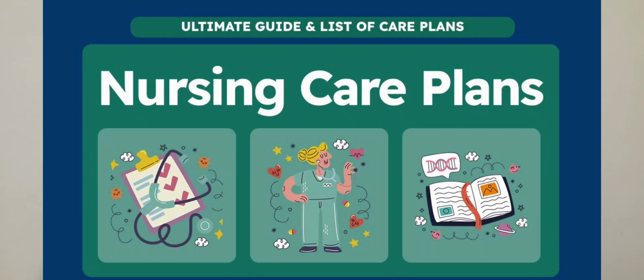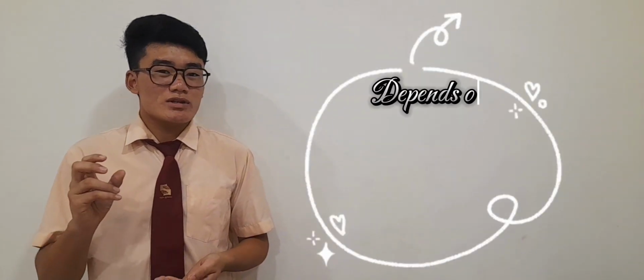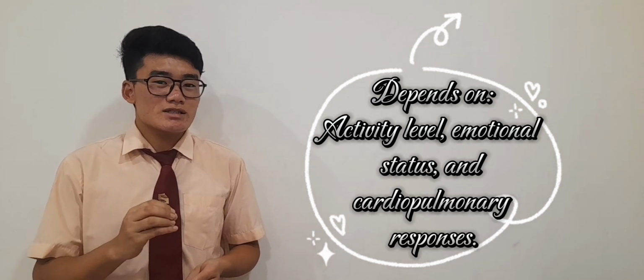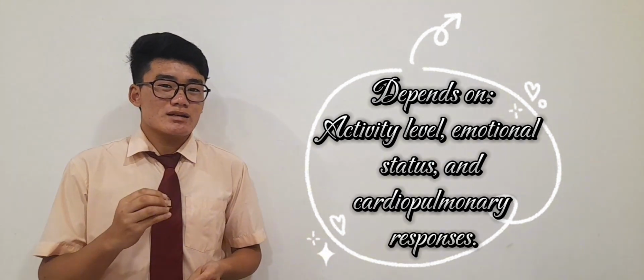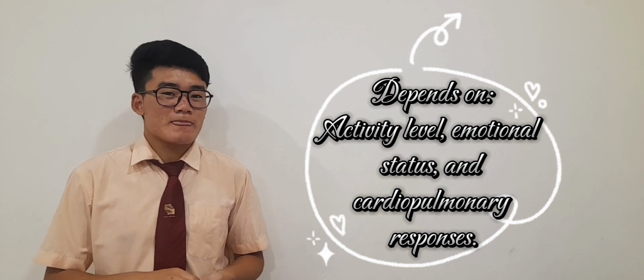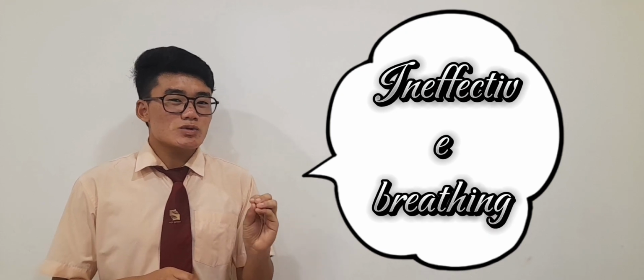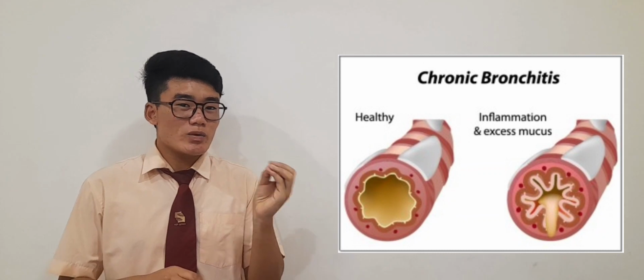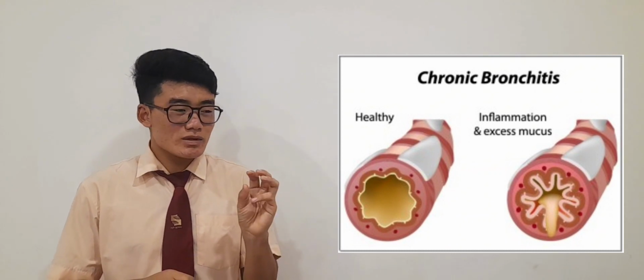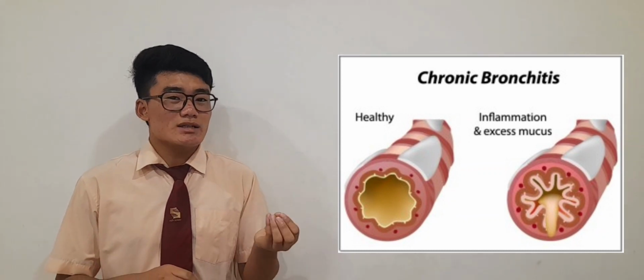Now finally, I will discuss the nurse's care plan of COPD. The nursing care plan for COPD depends upon the emotional factors, activity tolerance level, and cardiopulmonary responses. The number one nursing diagnosis can be ineffective breathing, due to the excessive secretion of mucus in the airways of the lungs. The patient will face difficulties in breathing.